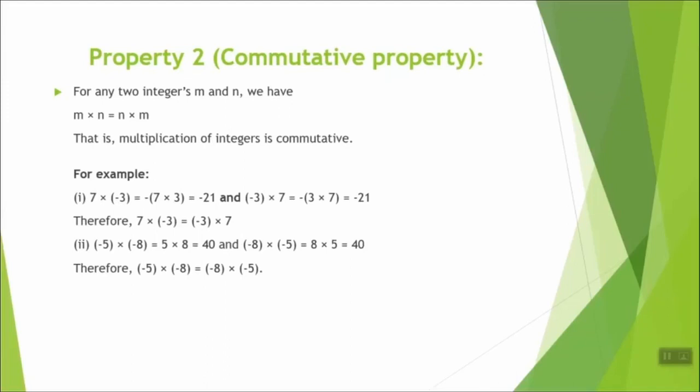That is minus 21. Similarly, I took the second example where I took the integers minus 5 and minus 8. Here both the integers are negative, so the answer will be positive because they have the same sign. So I changed the order of minus 5 and minus 8, but the product remains 40.